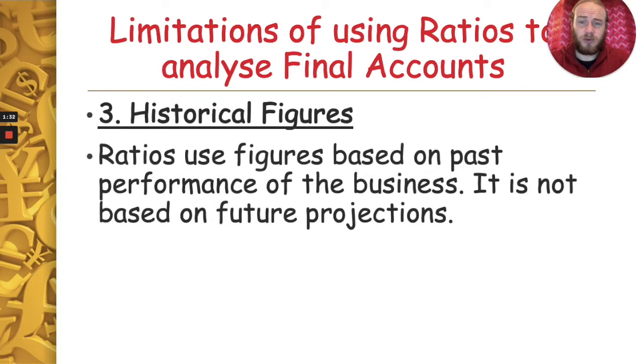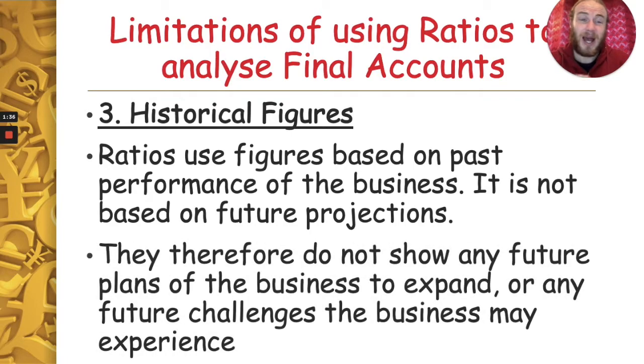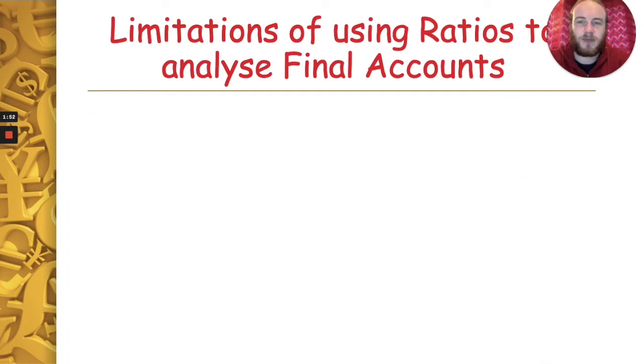Historical figures is another reason as well. Ratios use figures based on past performance of the business, and they don't look at future projections. So it doesn't show us any of the future plans of the business, whether the business plans to expand, or any future challenges the business may have. It just looks at where it is right now and where it was in the past. So it doesn't tell us anything about the future of the business.